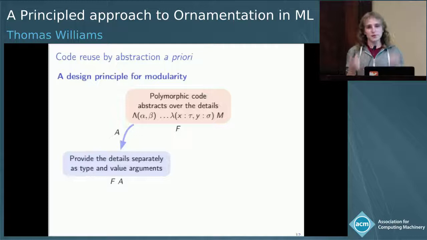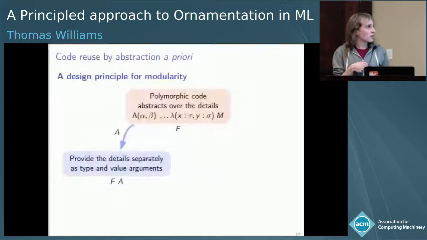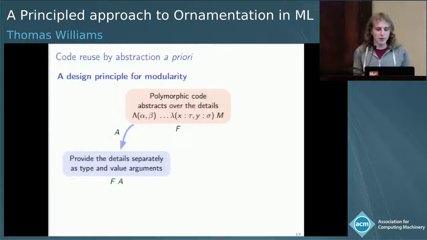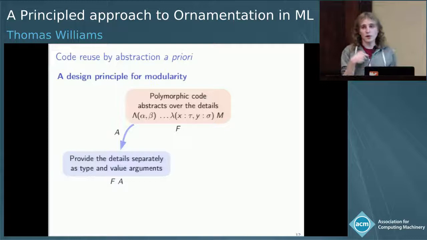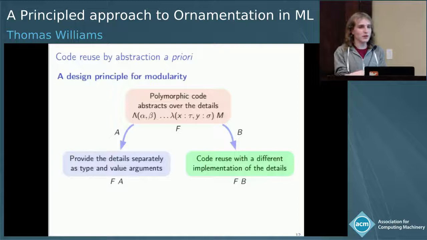The idea is if we want to write code that works on many data types, we can start by writing polymorphic code that abstracts over the details. And then we can provide an implementation. For example, we do this with functors, typically. So we give type and value arguments. Good thing about this is that if we want another implementation, we can just pass the new arguments. So we obtain a new code with different implementation details.